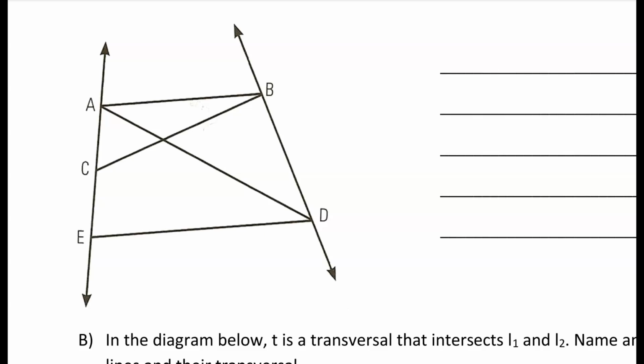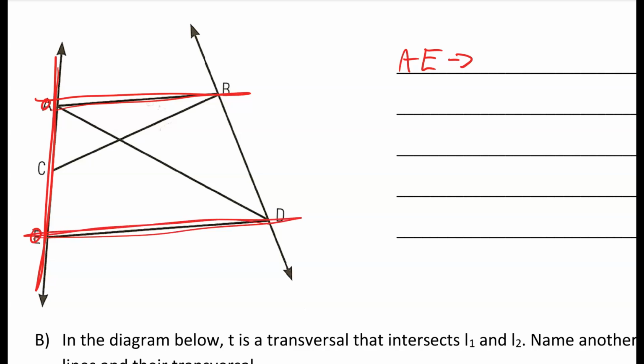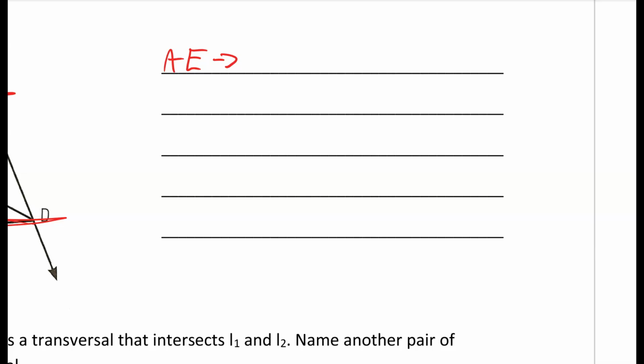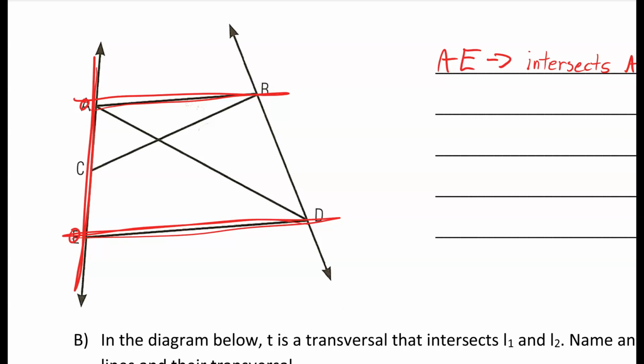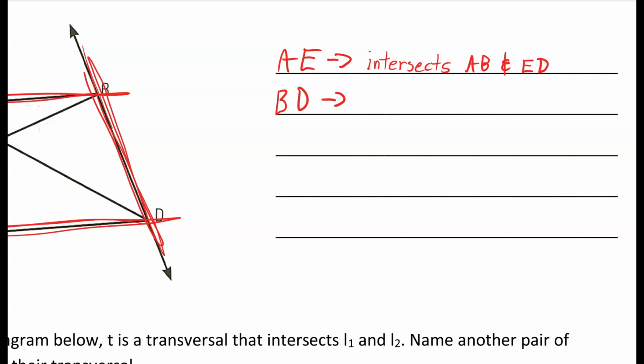Now I'm going to start off with A and E. So A and E, this line right here, up and down, is going to be intersecting, and it's going to intersect AB, and it's also going to intersect E and D. So intersects A, B, and E and D. The next line we're going to talk about intersects with the same lines, but it's on the opposite side. So we're going to talk about B and D. So B and D intersects with AB and ED.